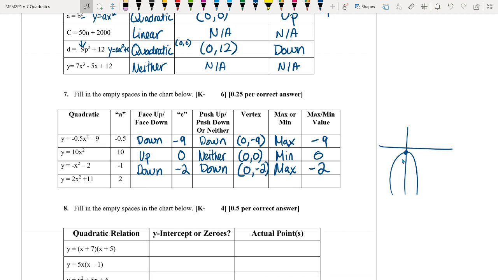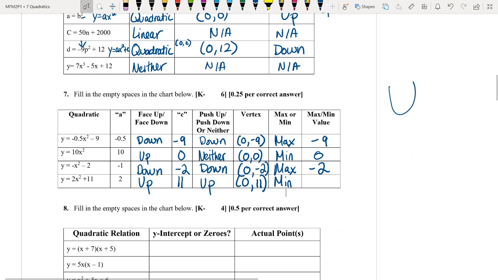All right, so then y equals 2x squared plus 11. A is positive 2, so it opens up. C is positive 11, so it's pushed up. The vertex is going to be 0, 11. The max or min, well, when it's facing up, it has a min.